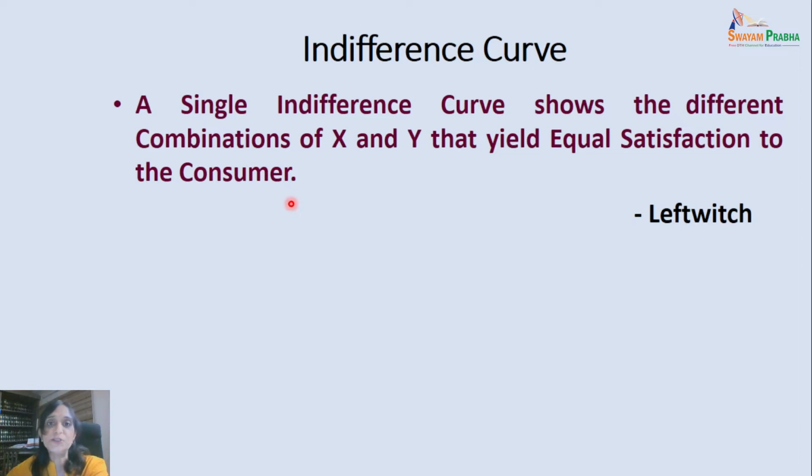That is, if a consumer says there are 4 different combinations of X and Y available to me, but between all these combinations I am indifferent. Why am I indifferent? Because all of them are giving me an equal level of satisfaction. So a curve which graphically shows different combinations of X and Y giving an equal level of satisfaction to the consumer is what we call an indifference curve.